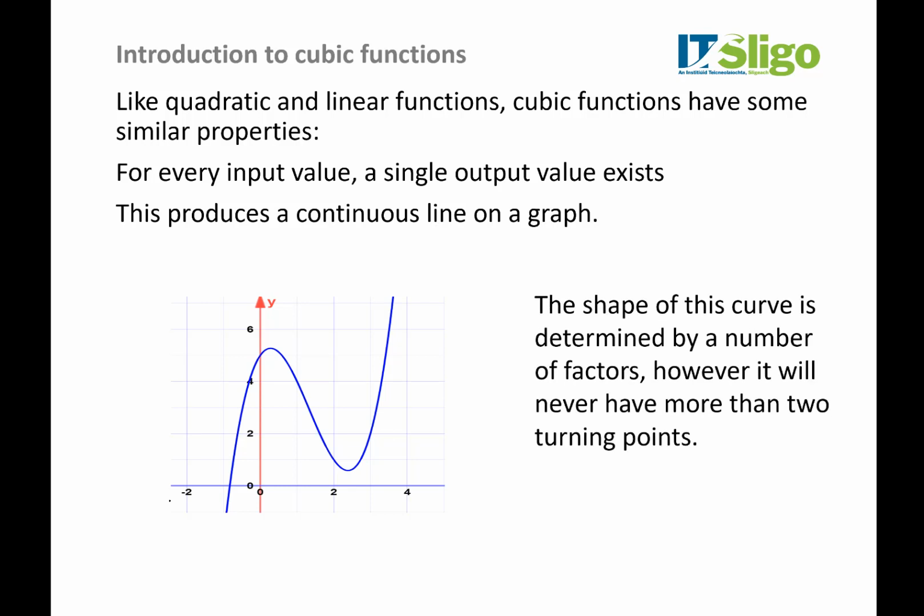And then the shape of the curve is determined by a number of factors, but one thing is it'll never have more than 2 turning points. Sometimes it'll only have 1 turning point of inflection, as it's called, but it'll have somewhere between 1 and 2 turning points. We'll talk about the different curves now.